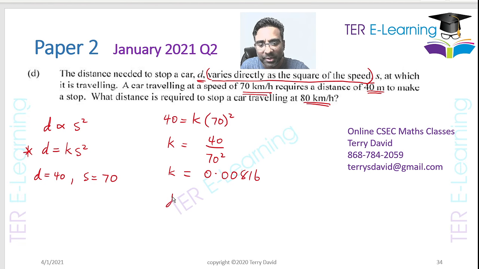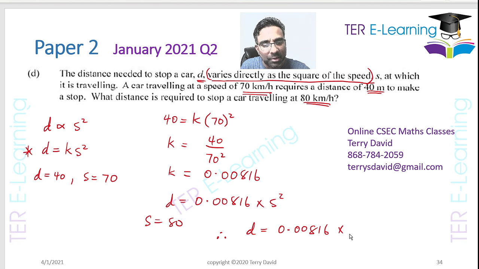So this is my formula now. D is equal to, we know what k is. K is 0.00816 multiplied by s squared. That's my formula that I'm working with. But I know what the speed is, right? So I'm going to substitute. So my speed is equal to 80. So therefore, this is what we're working out. D is going to be equal to 0.00816 multiplied by 80 squared, right?